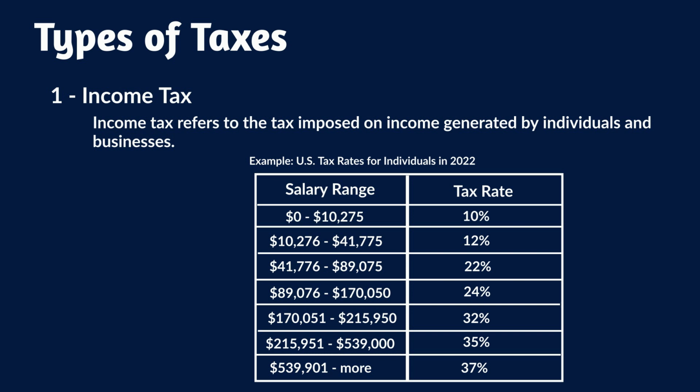10,275 plus 12% for 41,775 minus 10,276 plus 22% for 89,075 minus 41,776 minus 24% of 100,000 minus 89,076. The total tax would then equal 17,834.92.